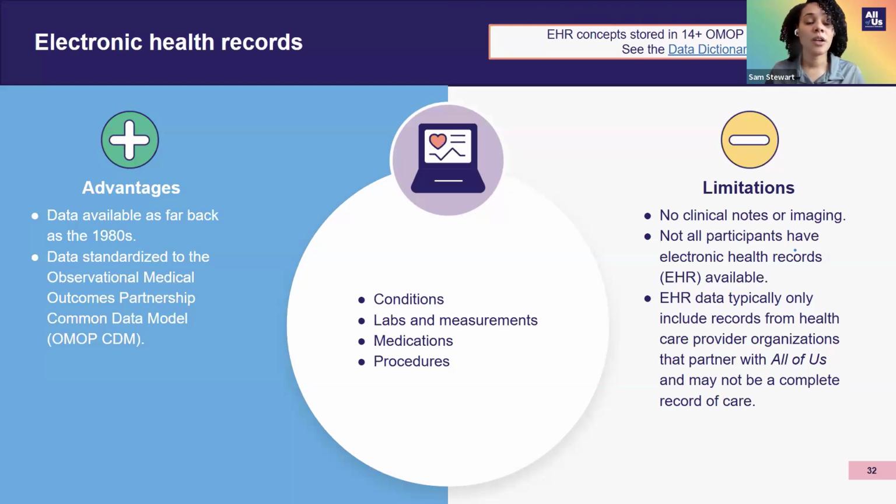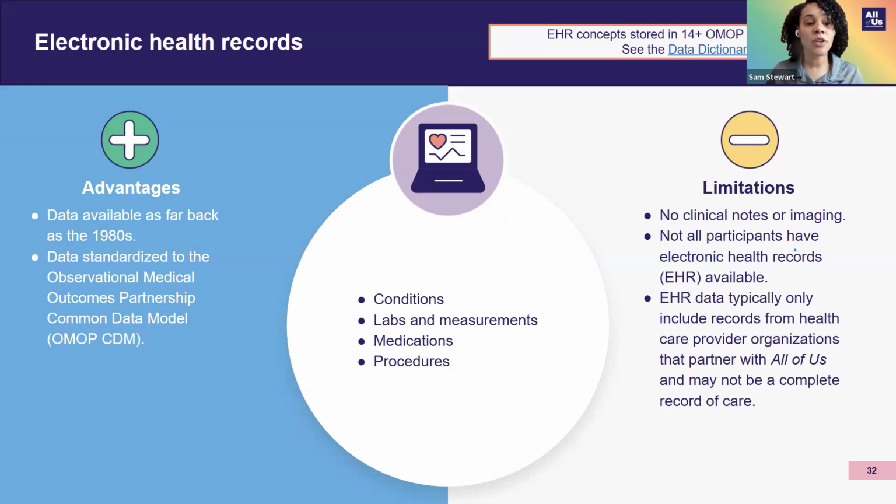Now, EHR has great advantages. Our EHR data is spread across about 14 plus OMOP relevant tables. So that data dictionary I mentioned earlier will be a great source to look at how we organize our EHR data. We have EHR available from the entirety of the participant's life if they were enrolled with their HPO site. So if they've been at that health provider organization since infancy, once they consent to allow that EHR, we will have that information, or we will have it as much as we have available from the HPO site.